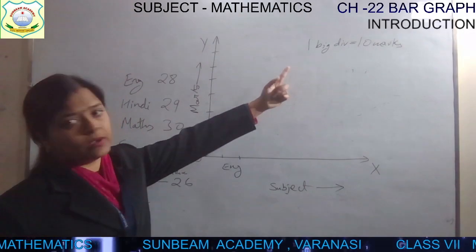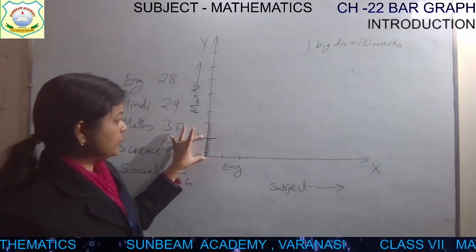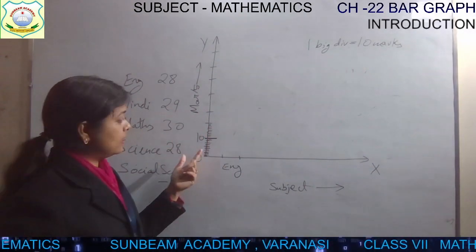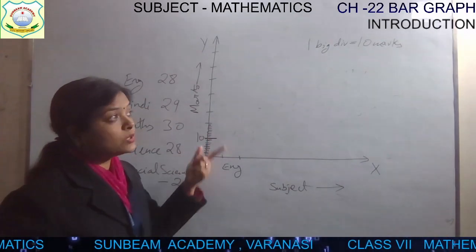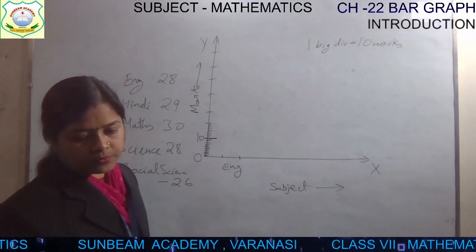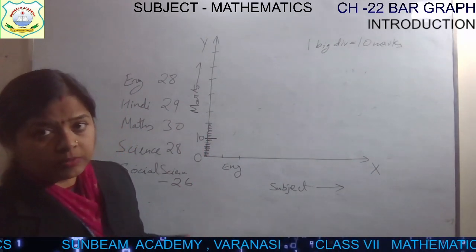So write it 1 only. एक ही चीज लिखिए आप. 1 unit is equal to 10 marks लिख सकते हैं, और 1 big division is equal to 10 marks लिख सकते हैं. In this way you can write. Scale 1 unit is equal to भी लिख सकते हैं.